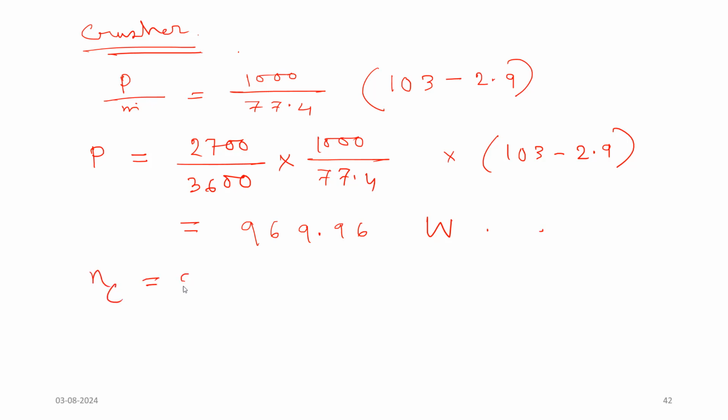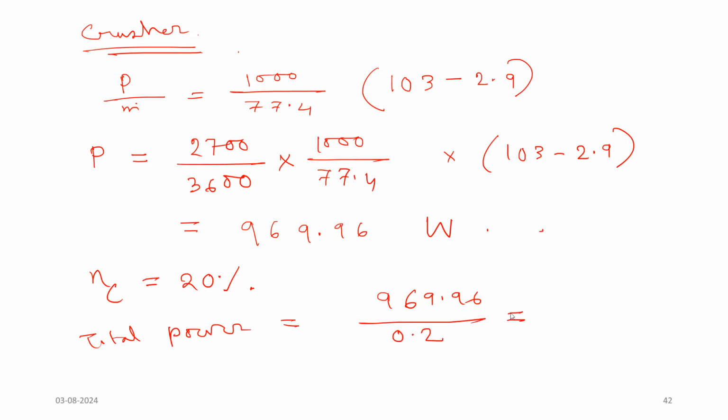Now it is said that the crusher efficiency is 20%. So the total power required for the crusher is 969.96 divided by 0.2, that is 4849.8 watt. That is nothing but 4.8 kilowatt. This is for the crusher. Similarly, we will do it for the grinder.